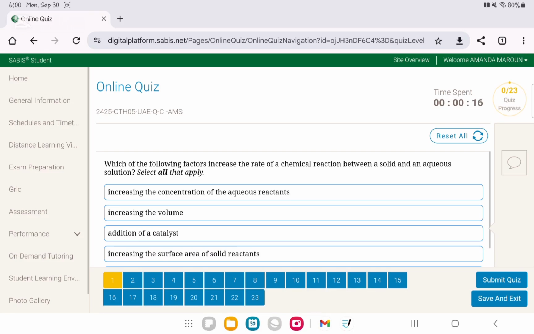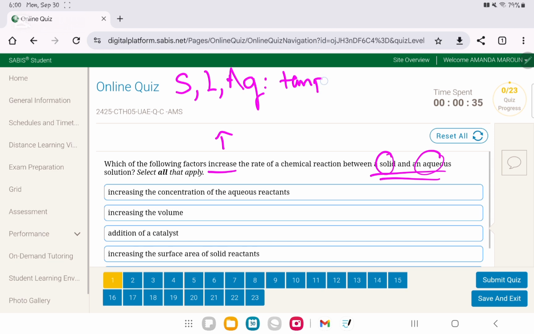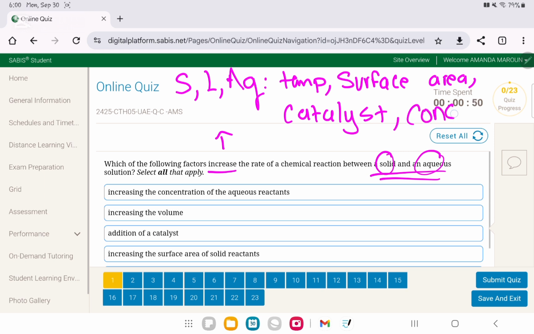So let's start. Which of the following factors increase the rate of a chemical reaction between a solid and an aqueous solution? A solid and aqueous, these are the keywords. Remember, solid, liquid, aqueous. What affects them? We have the temperature, we have the surface area, you have the addition of a catalyst, and you have what? The concentration.